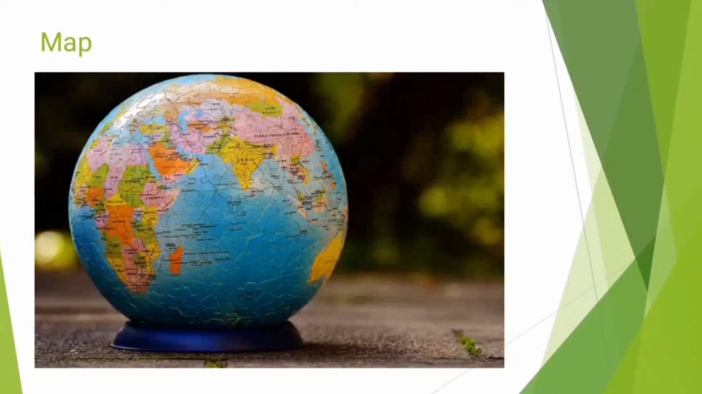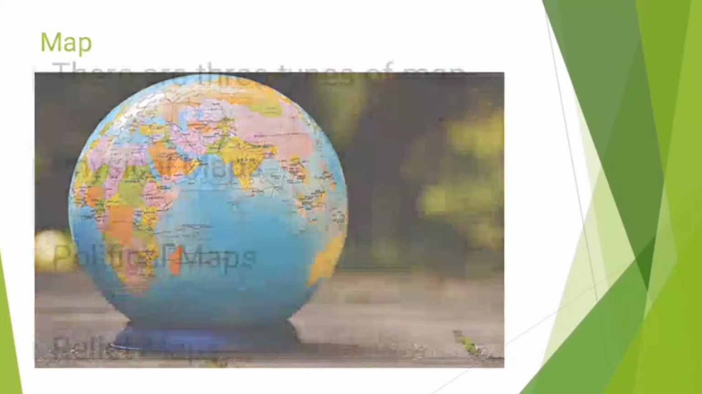A map is a symbolic representation of a selected space of a place, usually drawn on a flat surface. Now students, tell me one thing, why do we use maps? Let me tell you, maps help us to find countries, locations of features and distances between places.